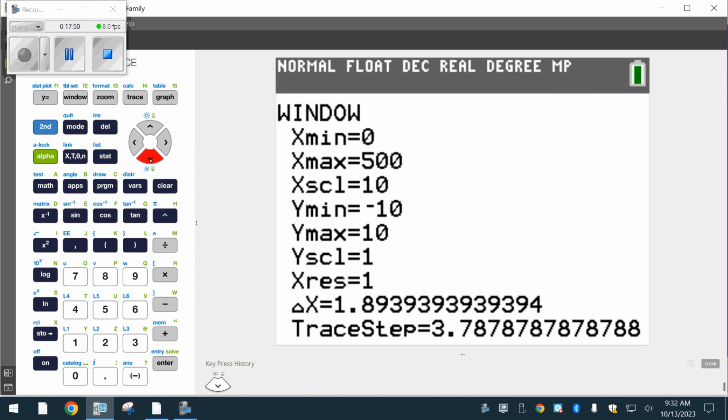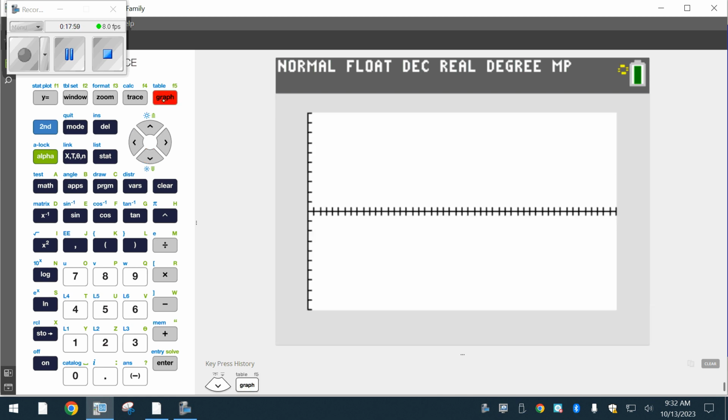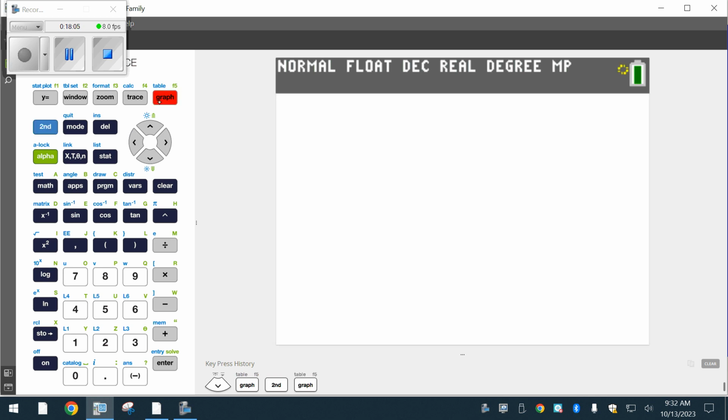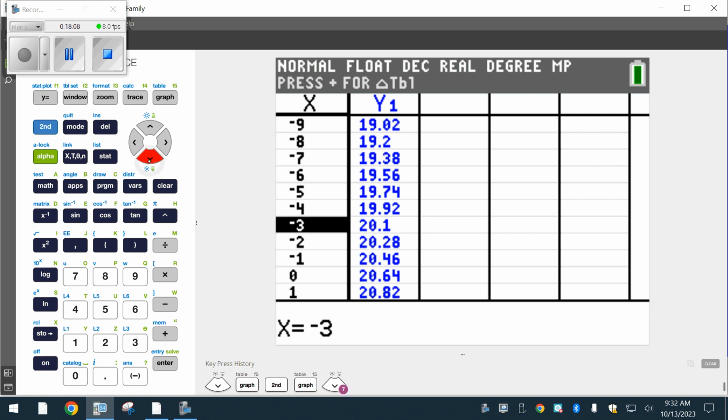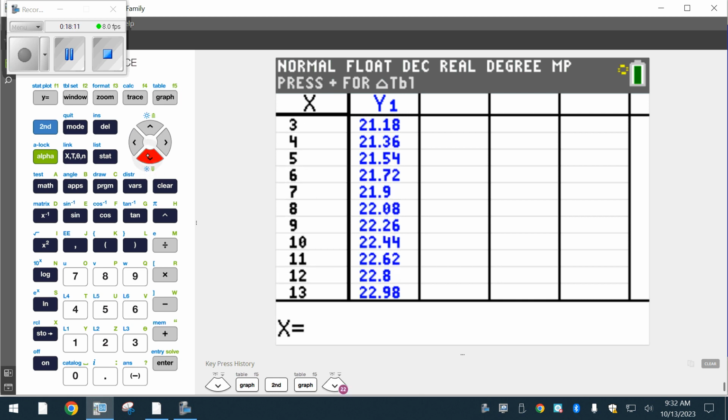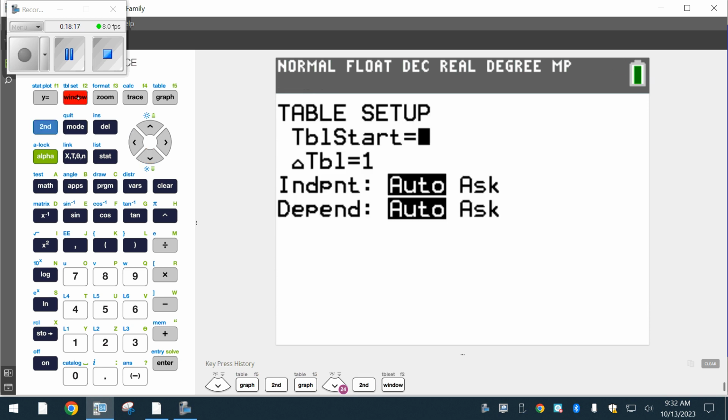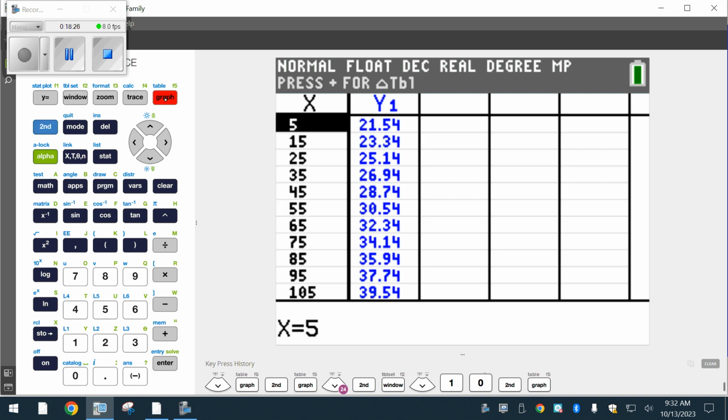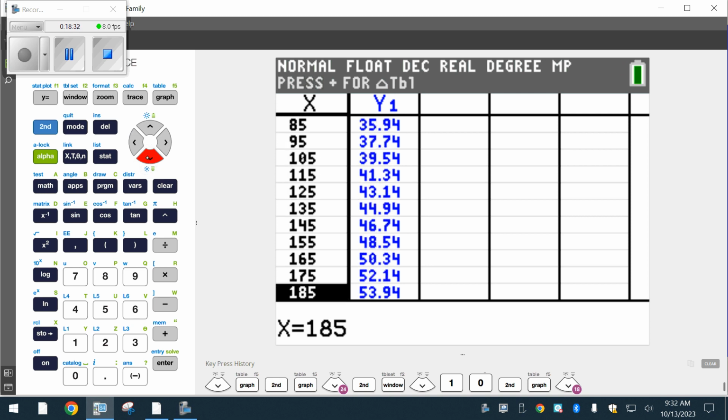Now, our y mins, sometimes we're going to have to look at our table to get your y min. I'm going to leave it for right now, hit graph, and you still don't see anything. So what you want to do is go to your table. I'm going to change my table to go by the same thing, by tens, just to make it a little bit easier. All right, so these numbers are going up pretty high, right? They're in the 40s, the 50s.